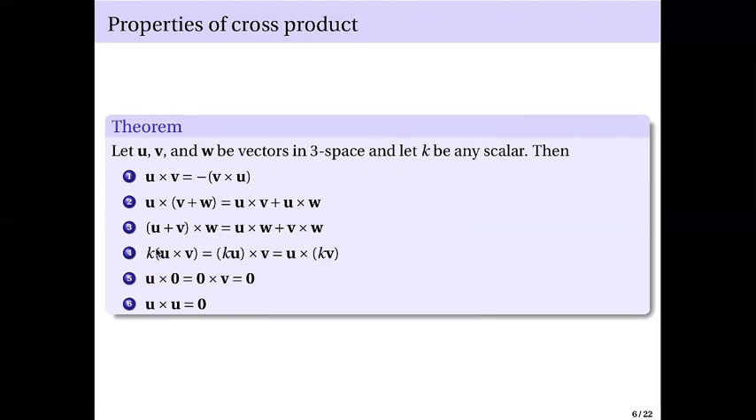But make sure, again, about the location, u cross v. So you still have u on the left factor and v on the right factor. Here, you have the same.